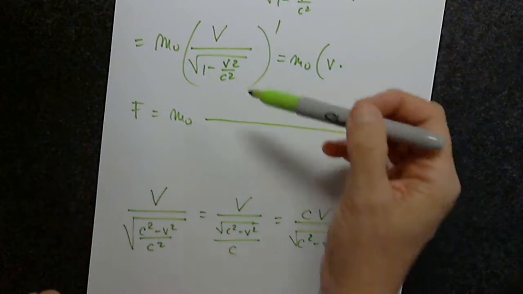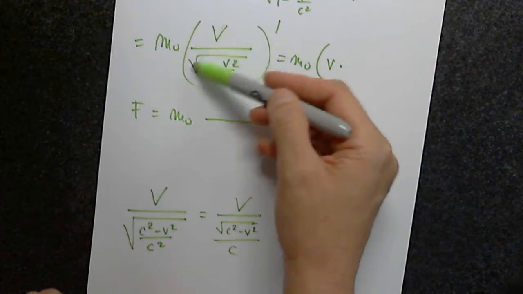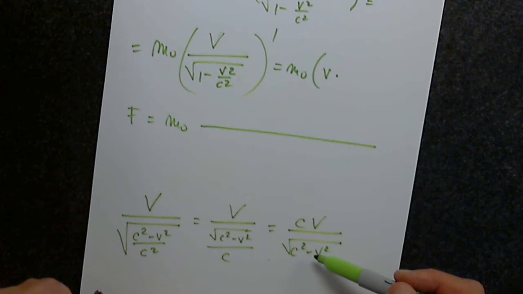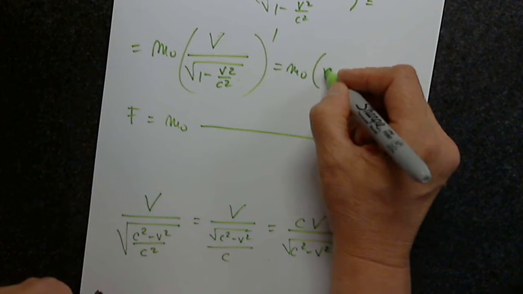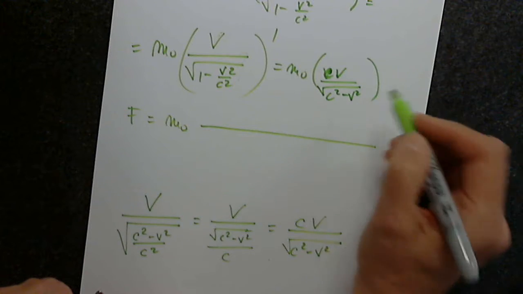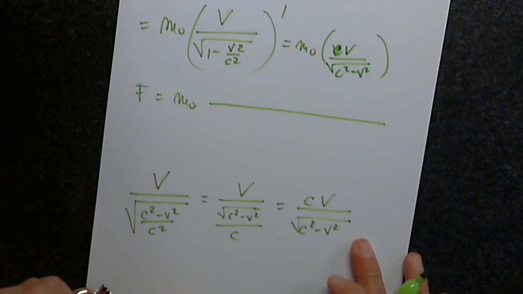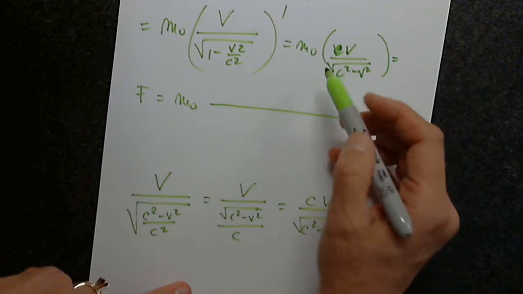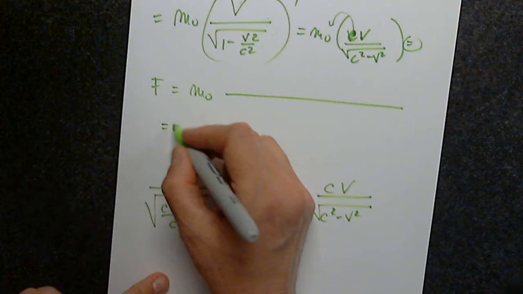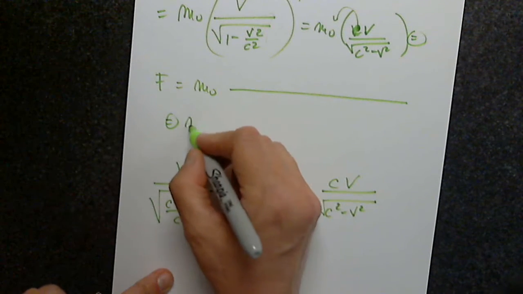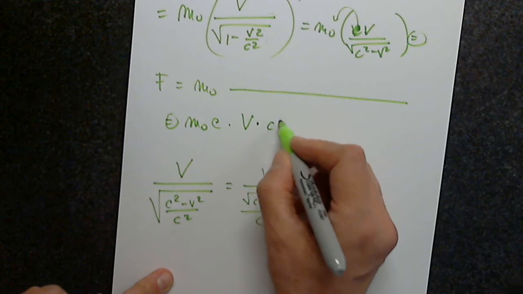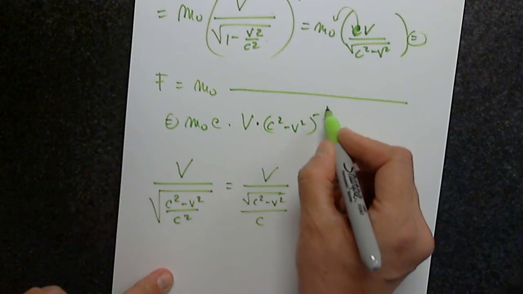So this whole expression changes into cv over the square root of c squared minus v squared, which also becomes, once I put c outside, m0 c times v times (c squared minus v squared) to the power -1/2.